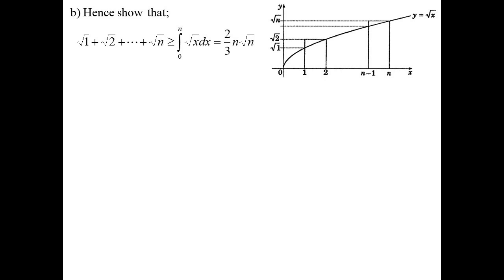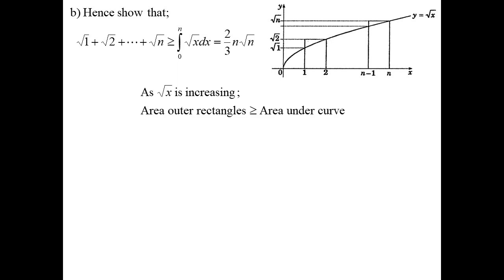Hence, go and show this wonderful expression. And that's where the graph comes in handy, and they're sort of highlighting this. We're going to use the idea that the area of the outer rectangles here is clearly greater than the area under the curve. So it's a hidden hint. By giving us a diagram, hopefully people pick up on it and go, oh yeah, that's the idea we're using here. Okay, we know it's increasing, so the area of our outer rectangles will be greater than or equal to the area under the curve.